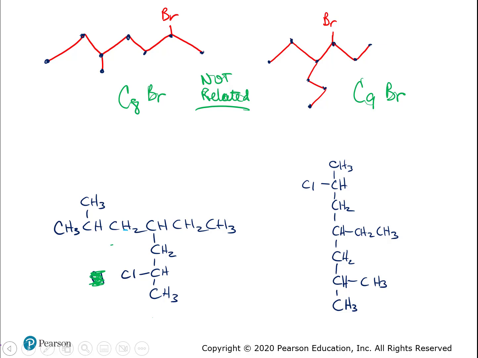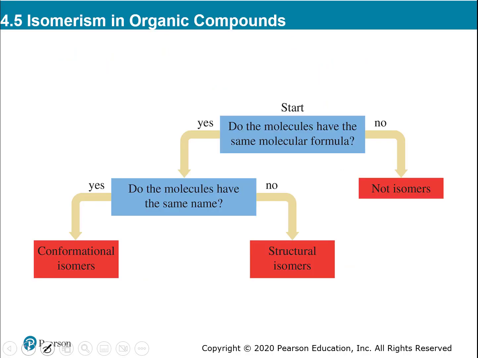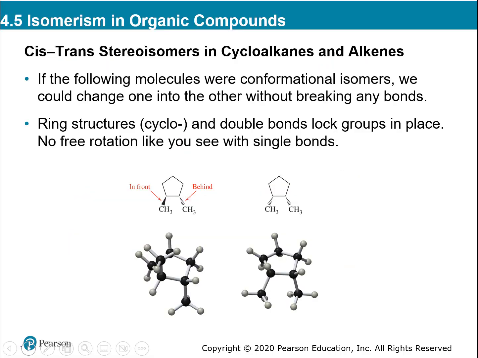Okay? Structural isomers are put together differently but have the same number of atoms, different names. Conformational isomers have the same number of atoms but the same name. They're just drawn differently. Then we have the rings. So rings don't have the ability to rotate.